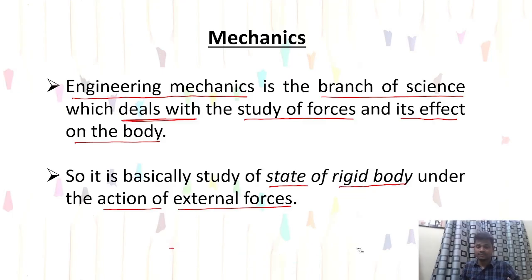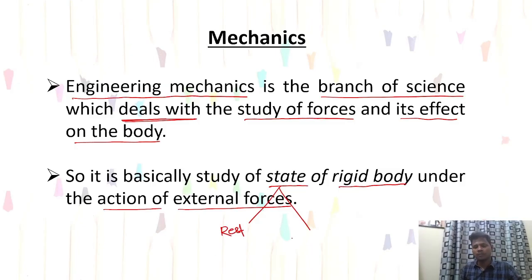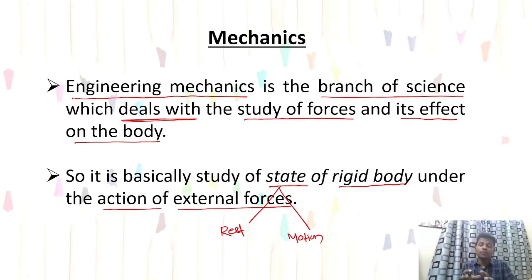But the thing is, in what state is the body positioned? There are two states actually. First of all, the body may be at rest, or the body may be in motion. That means whenever we apply some forces to a body, what is the position of the body? The body may be in a rest position, or the body may be in a motion position. Then I have to apply some external forces.